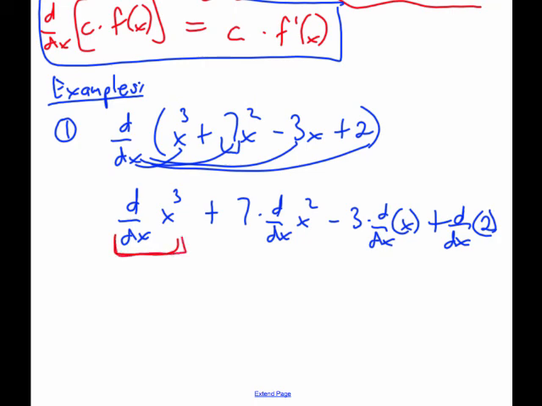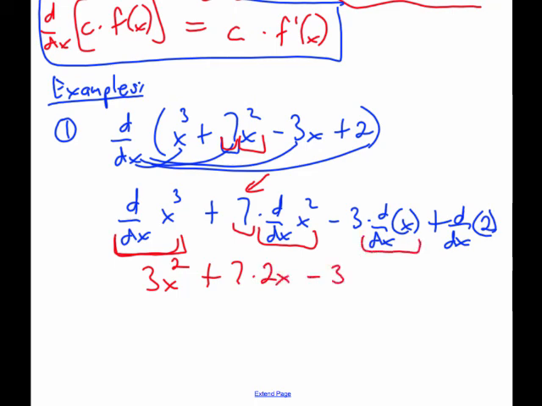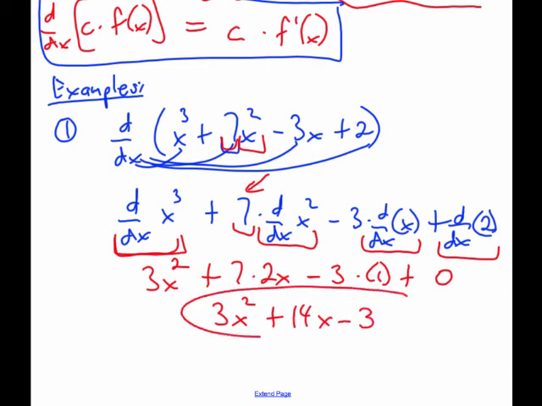So here's my power rule, which is the exponent x to 1 less than the exponent. So that's 7 times the derivative of x squared, which would be 2x. The derivative of x, that would just be 1. And the derivative of a constant is 0. And so my derivative for this function is 3x squared plus 14x minus 3.